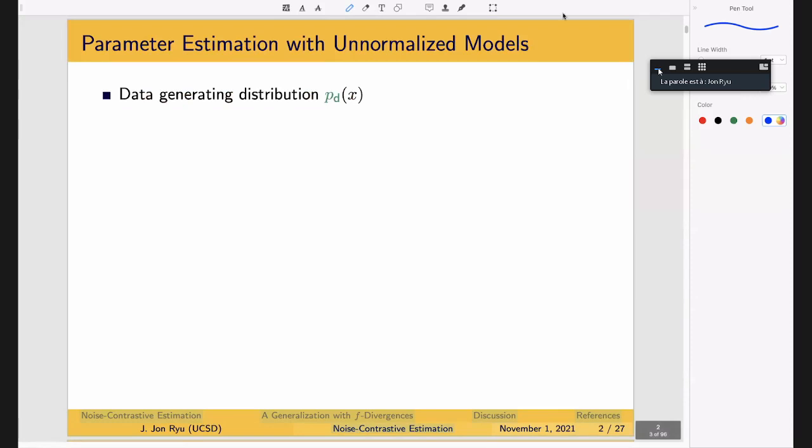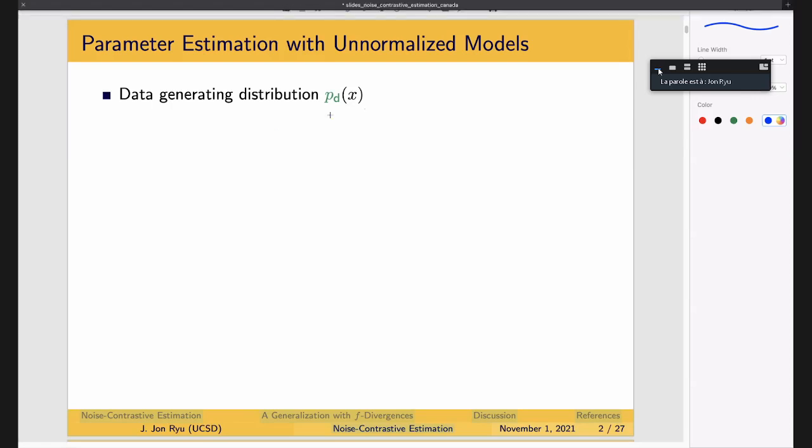Let's start with the problem setting. Our problem throughout this presentation is going to be parameter estimation with unnormalized models. We are going to assume a data generating distribution denoted by P_D of x.